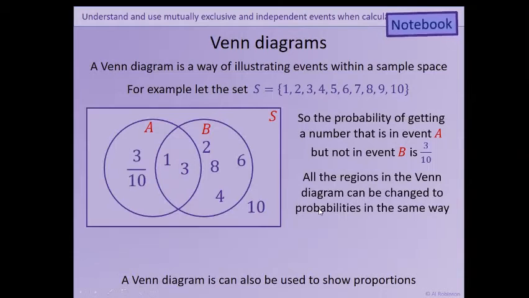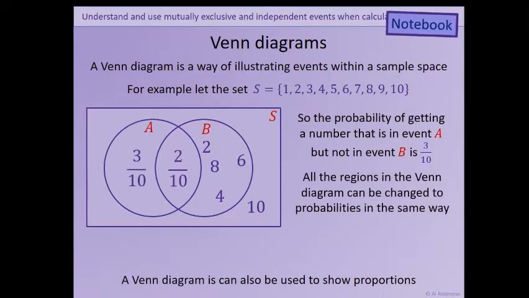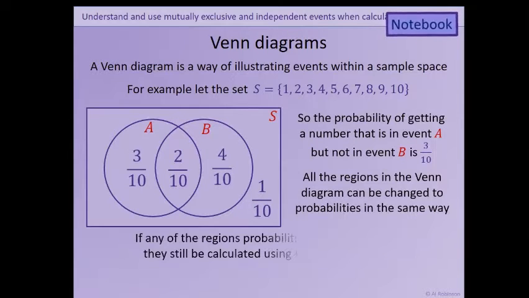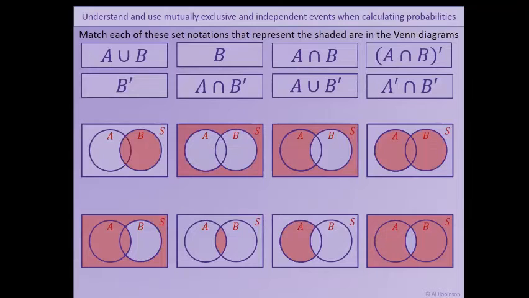All the regions in the Venn diagram can be changed to probabilities in the same way, okay? So we can change these into probabilities. Instead of writing the numbers individually, we can write the center as 2 out of 10, and then here 4 out of 10, and then outside 1 out of 10. If any of the region's probabilities are unknown, can they still be calculated using the Venn diagram? The answer is yes, because you could just do 1 minus the probability of it occurring, okay?